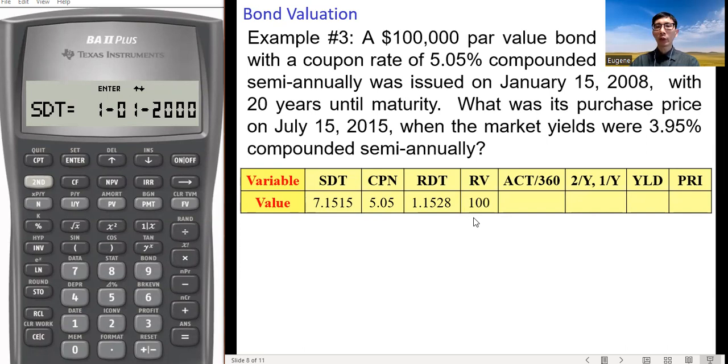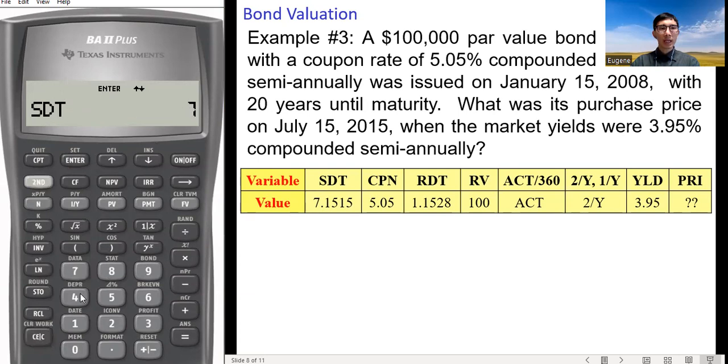RV by default 100, day count method ACT, coupon payment frequency, or the compounding frequency for the coupon rate or the market rate, semi-annually. So this is 2Y. And then the market rate, 3.95%. Compute the PRI. Key the variables into the calculator.